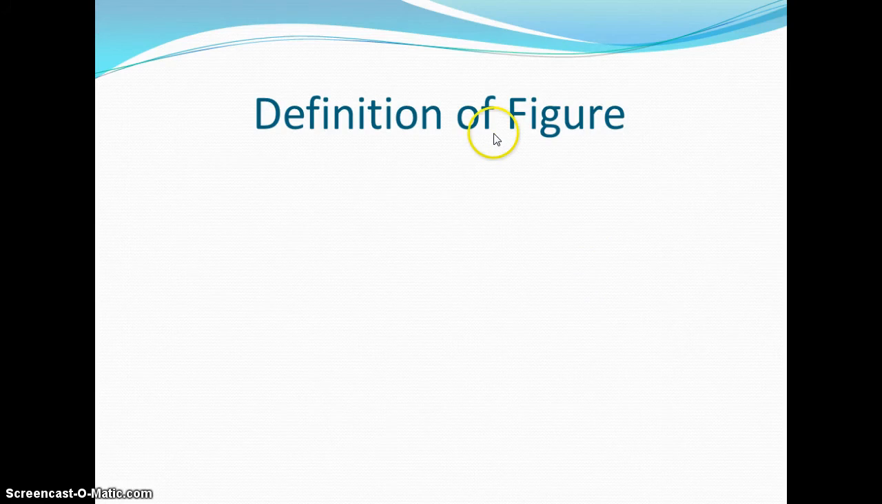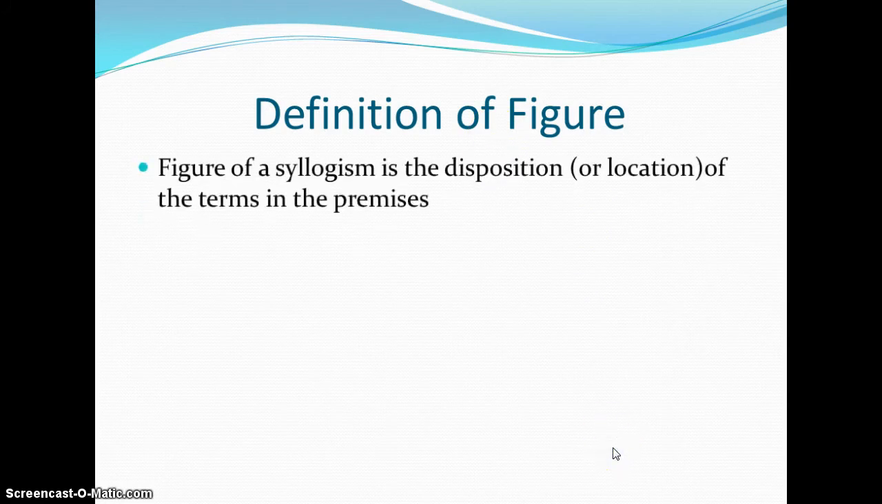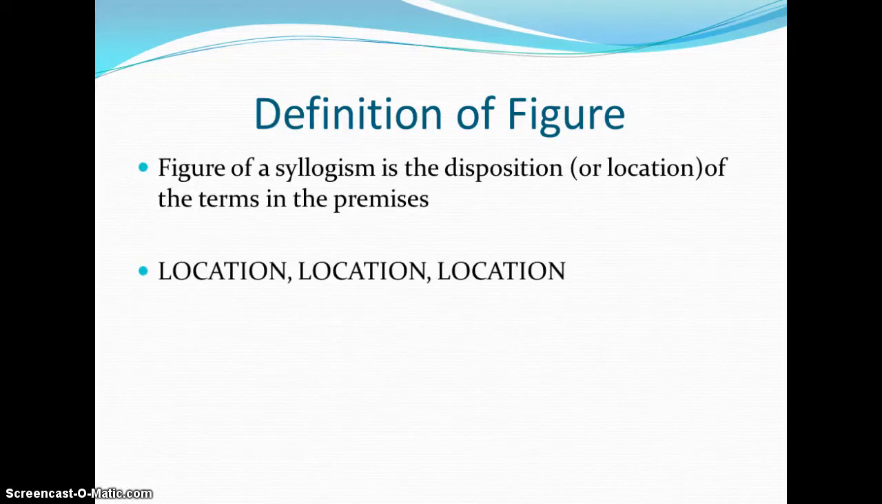The definition of figure is the disposition or location of the terms in the premises. Remember, we talked about the real estate saying location, location, location. Well, that is very important in what figure is all about. And notice it says the terms in the premises, not just the middle term. Figure is concerning the major, minor, and middle term, but the middle term is key. In fact, that is how we determine the figure.